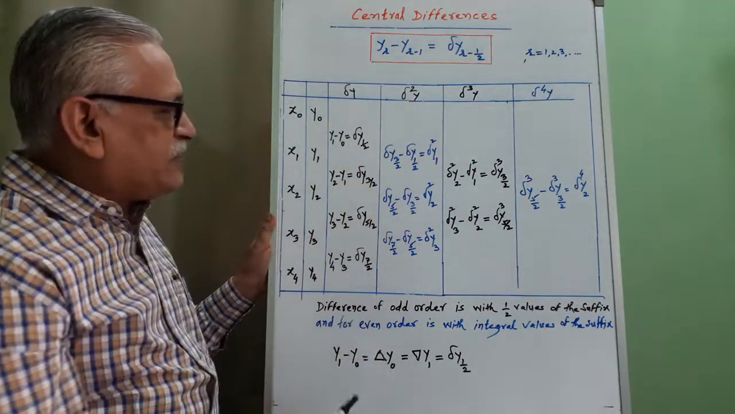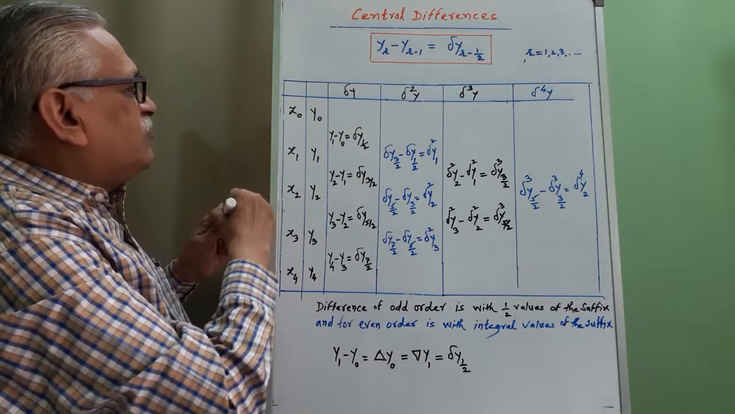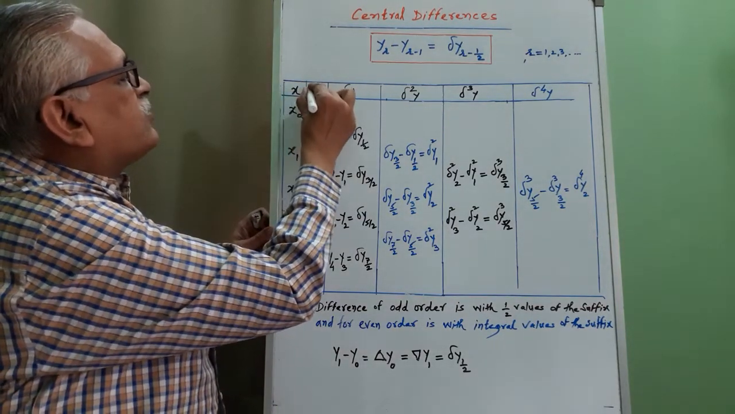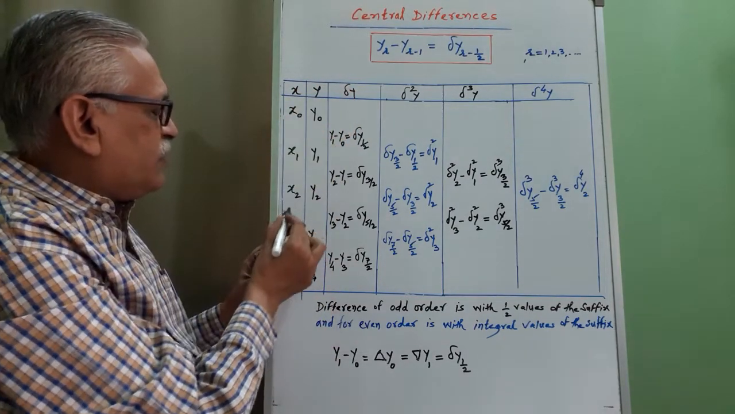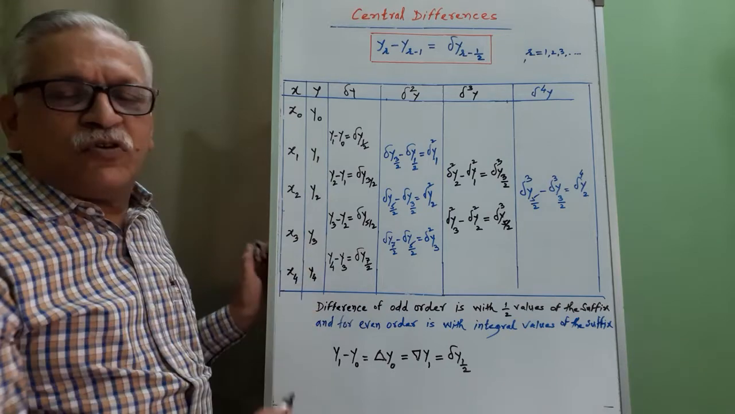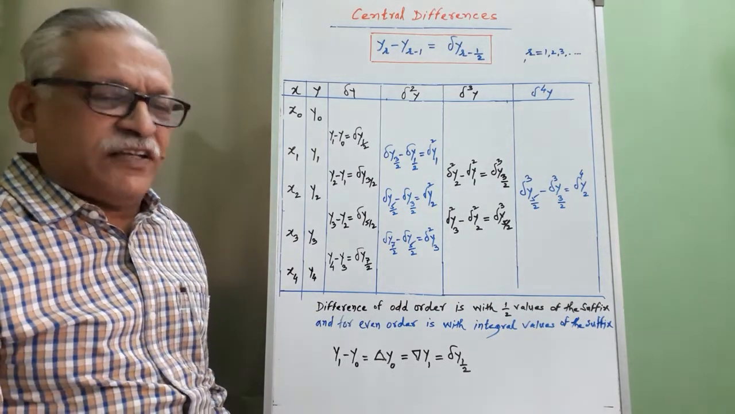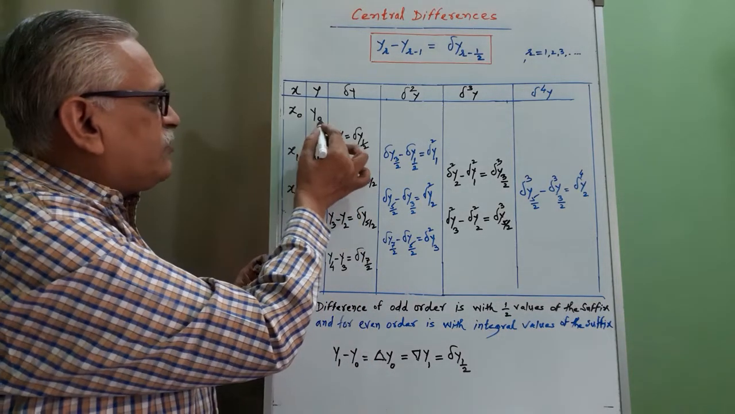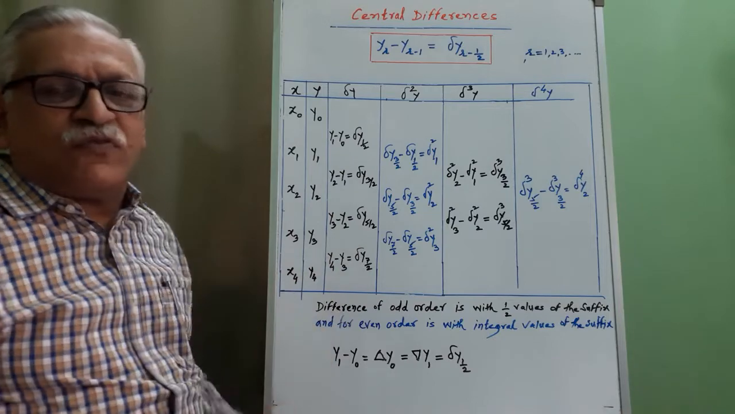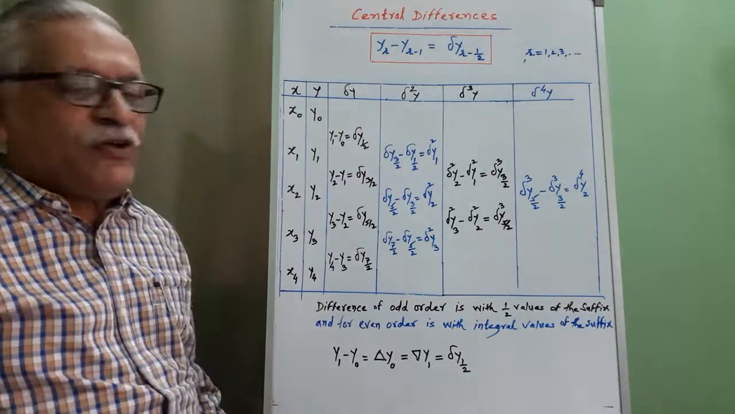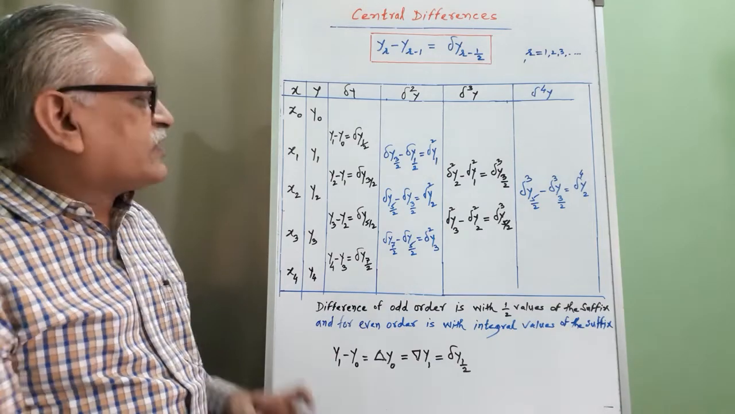If we try to complete the table, it has values of x and corresponding values of y. Values of x are x0, x1, x2, x3, x4, equispaced, where the distance between two successive values is h. The corresponding values of y are y0, y1, y2, y3 and y4. I have taken 5 values; we can extend it to any number of values.